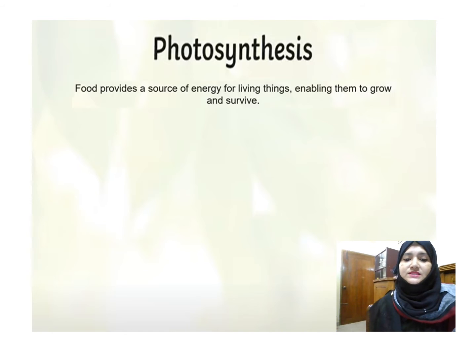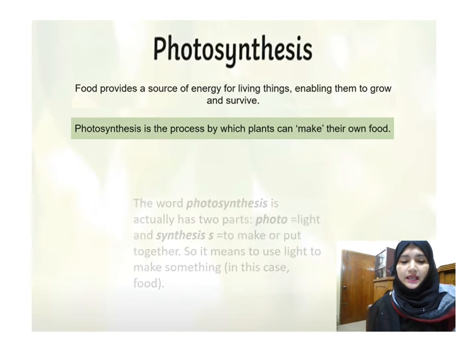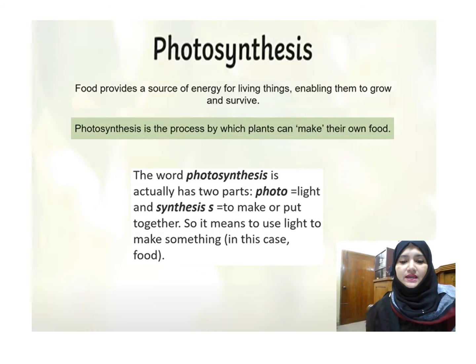Food provides a source of energy for living things, enabling them to grow and survive. Photosynthesis is the process by which plants can make their own food. The word photosynthesis has two parts: photo, which means light, and synthesis, which means to make or put together. So it means to use light to make something, in that case food. That means in plants, to use light to make food.